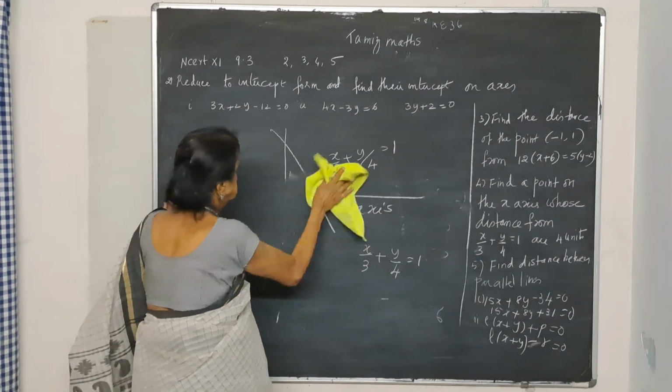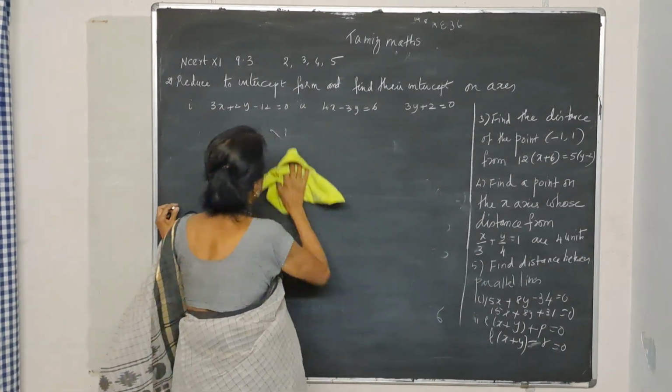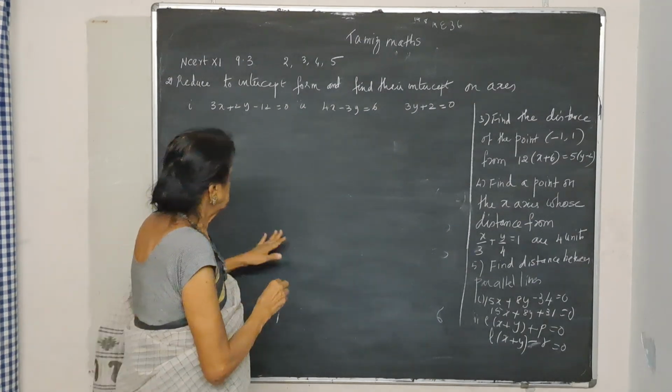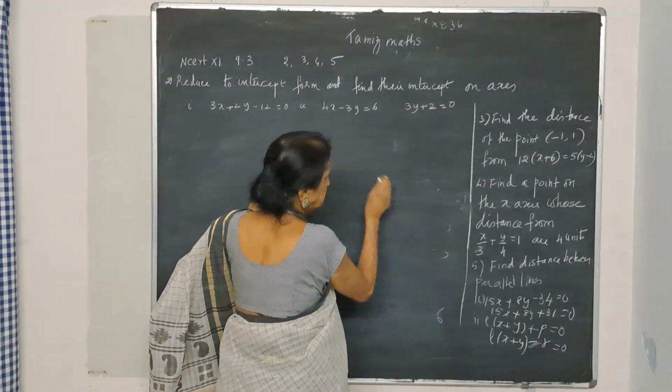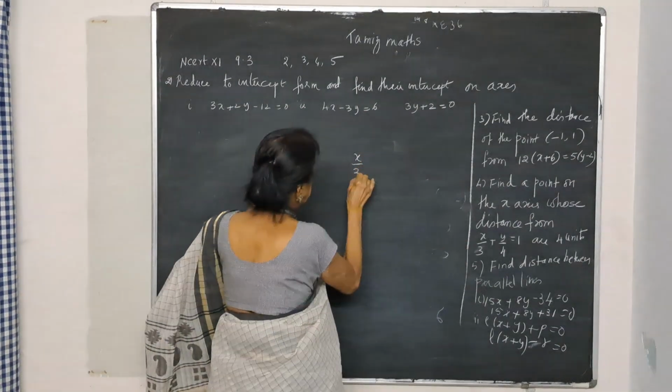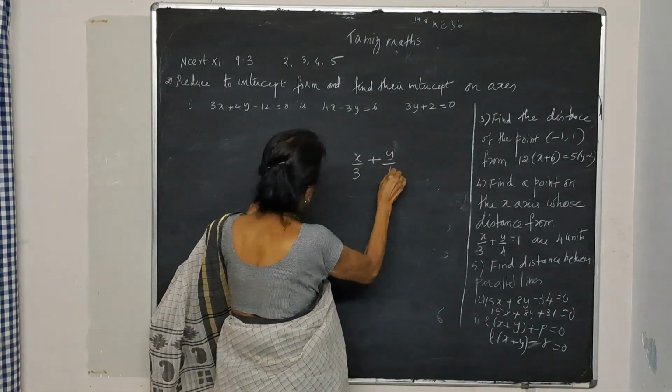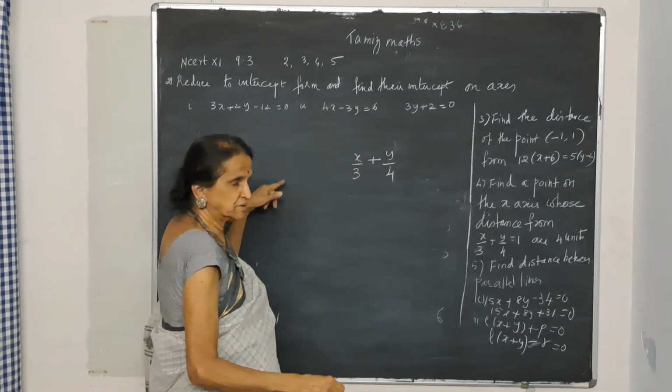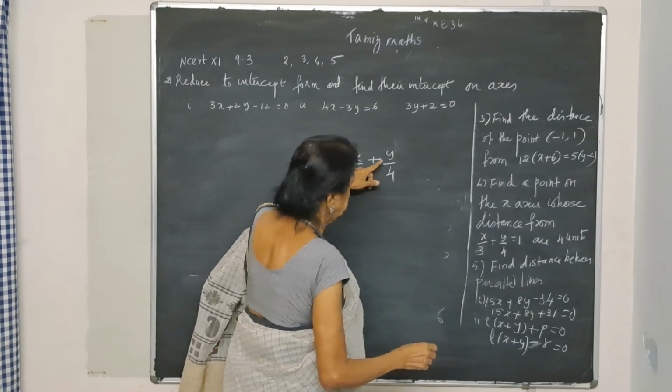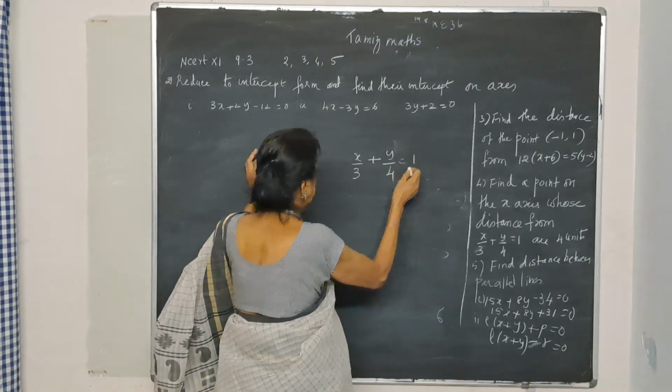You can do one thing. Don't want this. Take it like this: x by 3. It's not from the origin. I drew it from the origin. That's not correct. x by 3 plus y by 4 is equal to 1.